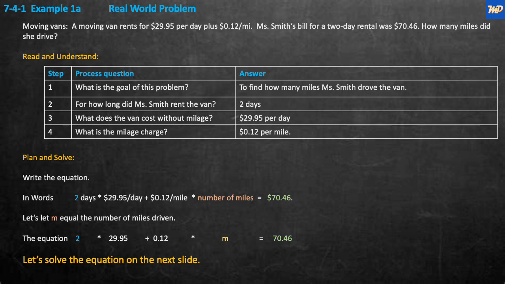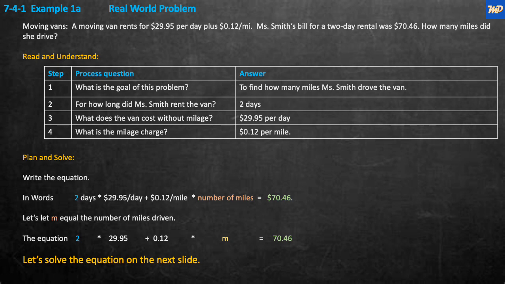The problem states here, a moving van rents for $29.95 per day plus 12 cents per mile. Ms. Smith's bill for a 2-day rental was $70.46. How many miles did she drive? Okay, so let's look at the pieces of this question and see if we can put some order to it. So we're going to read and try to understand the problem.